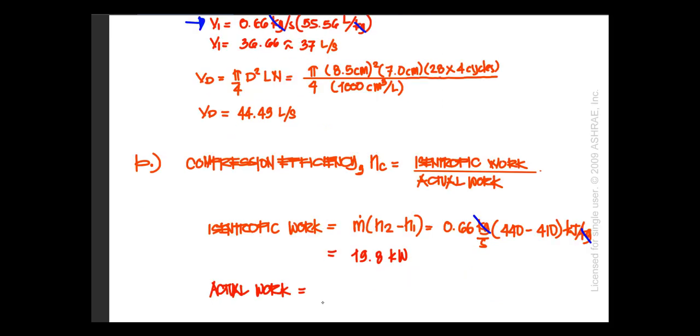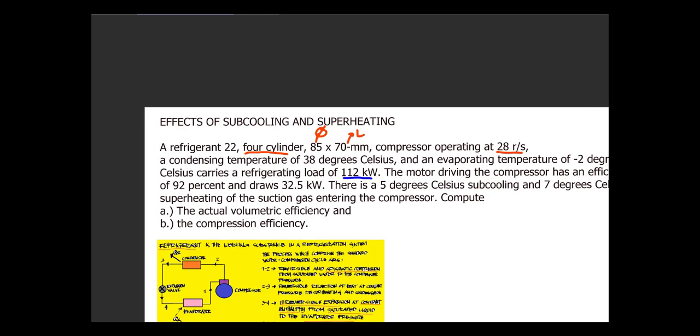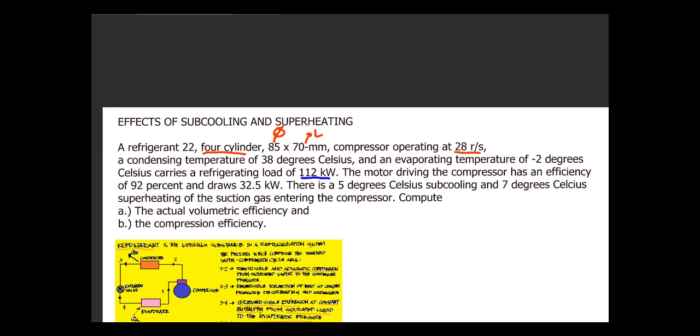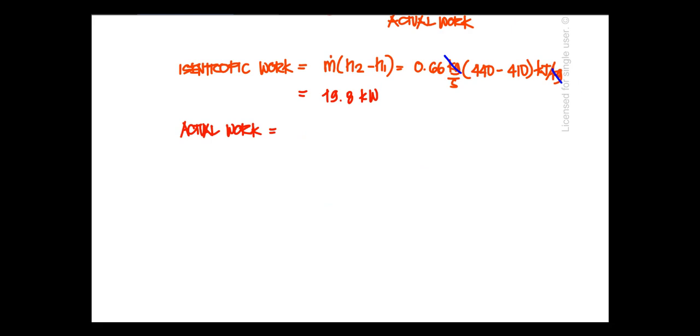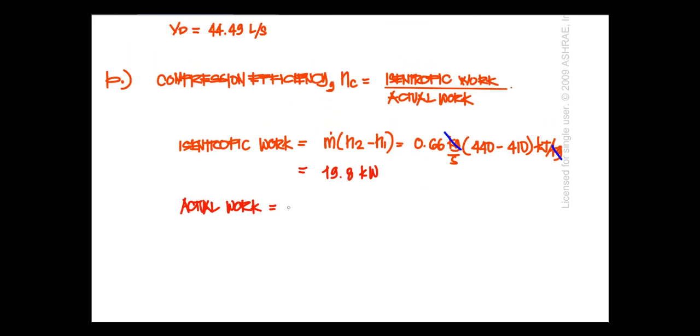Now for the actual work, let's go back to the problem. The motor driving the compressor has an efficiency of 92%, and it draws a power of 32.5 kilowatt. So we have to multiply 32.5 by 0.92 to get the actual work. Then we have 29.9 kilowatt for the actual work.